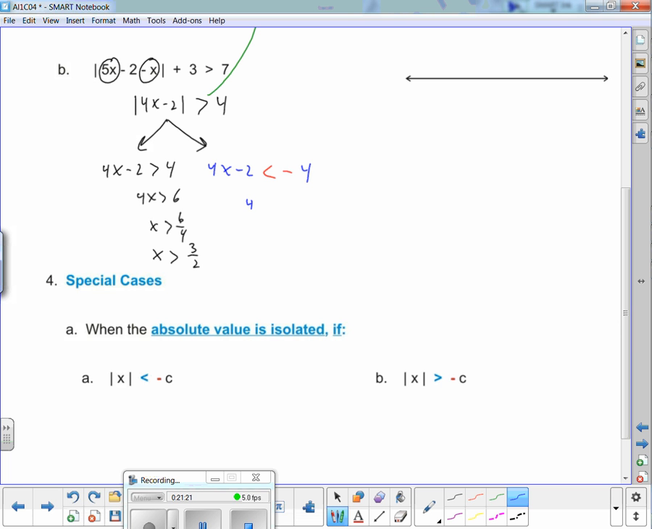All right. Right-hand side. Add a positive 2 to both sides. Now we end up with a negative 2. Divide both sides by 4. We get x less than negative a half. Oh no, another fraction.